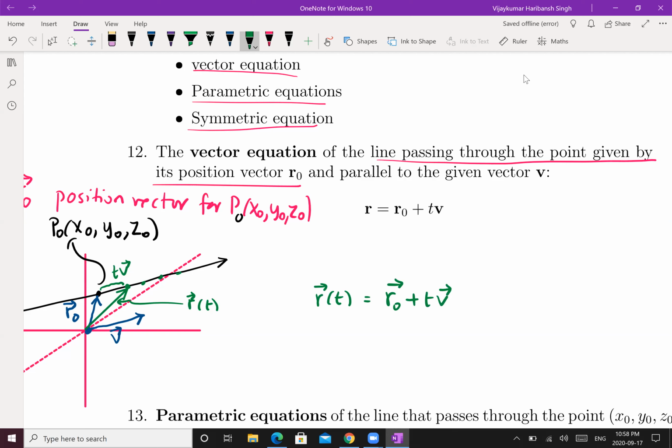And this is true, and every other point will follow the same thing, not only on this side, but also on the other side here. So we get r of t equals r0 plus tv. This represents P of x, y, z. Then you get the position vector of x, y, z as r of t, which is r0 plus tv. So this is the vector equation of the line.